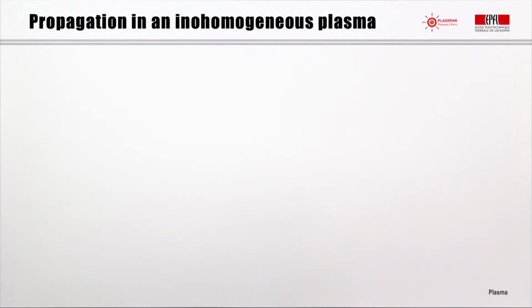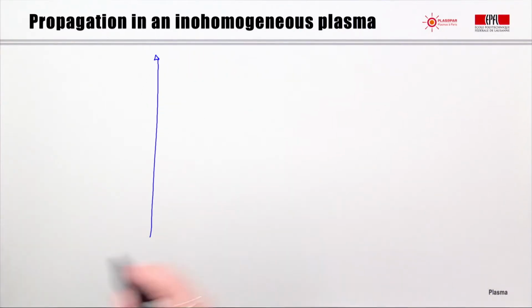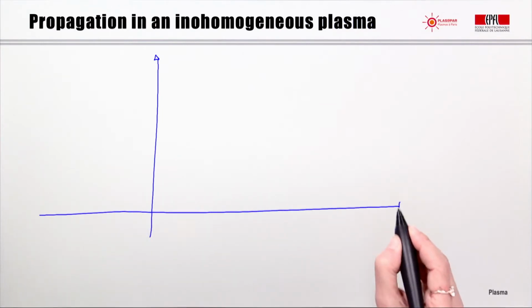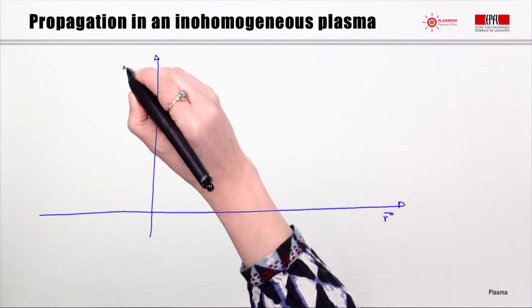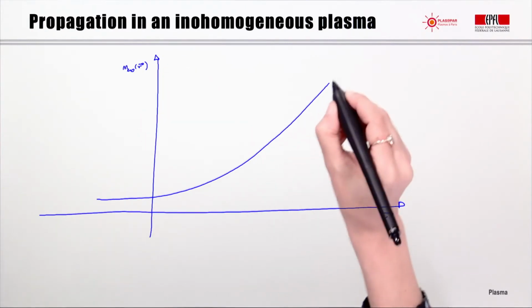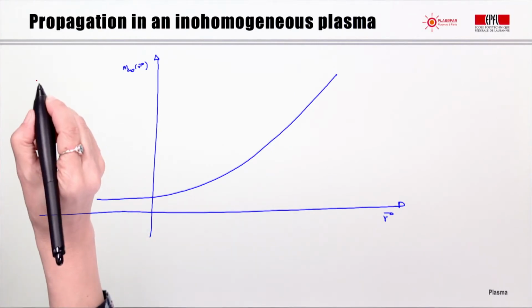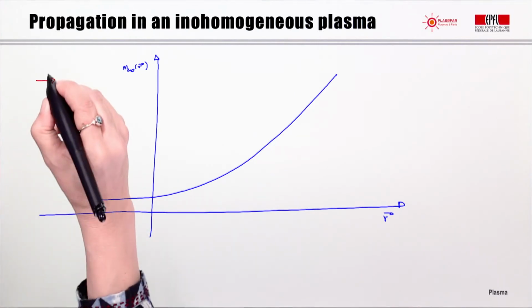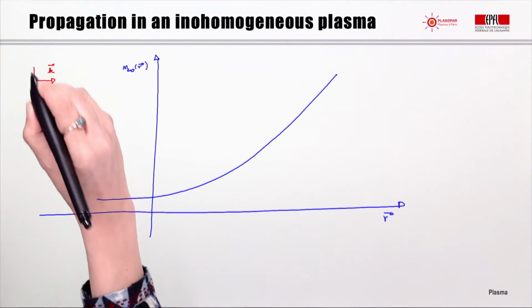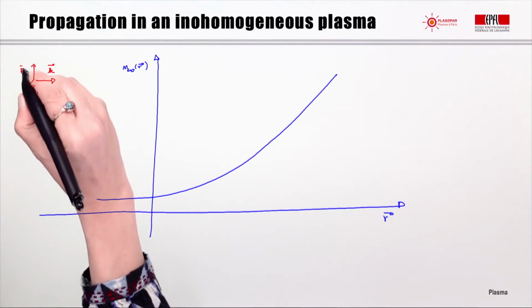The notion of critical density is very useful if we consider that the plasma density is not homogeneous. So what I'm showing here is a density profile that evolves with space. The equilibrium density is a function of space, and for example it has a shape like that. Now I can consider an incoming wave that is propagating in the same direction as the density profile. For example, it can be something like that.